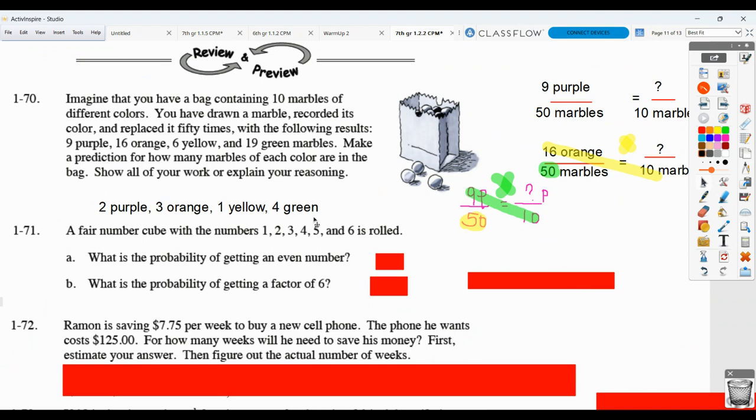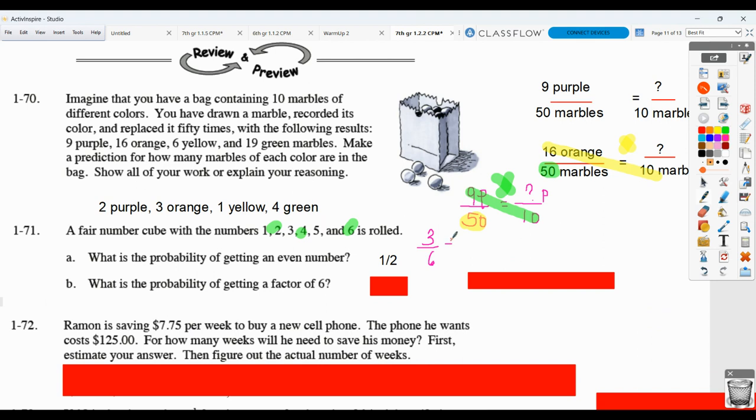Next one, a fair number cube with the numbers 1, 2, 3, 4, 5, and 6 is rolled. What's the probability of getting an even number? Well, we know the even numbers are 2, 4, and 6, numbers that are divisible by 2. So there are 3 numbers out of 6 that are even, and 3 out of 6 would simplify to 1/2. Again, it would be good if you could show that. 3/6. How do we know it equals 1/2?